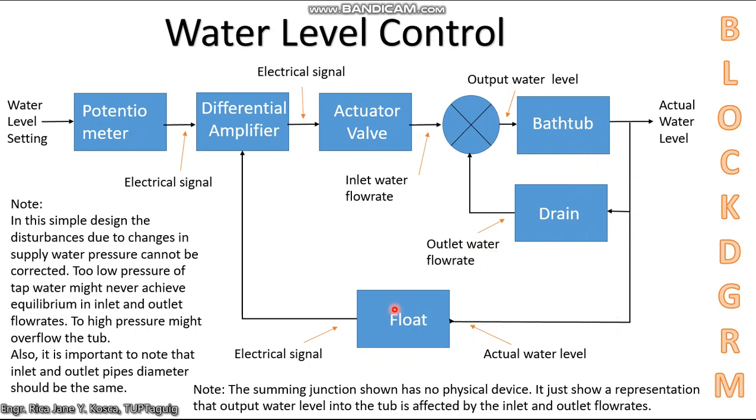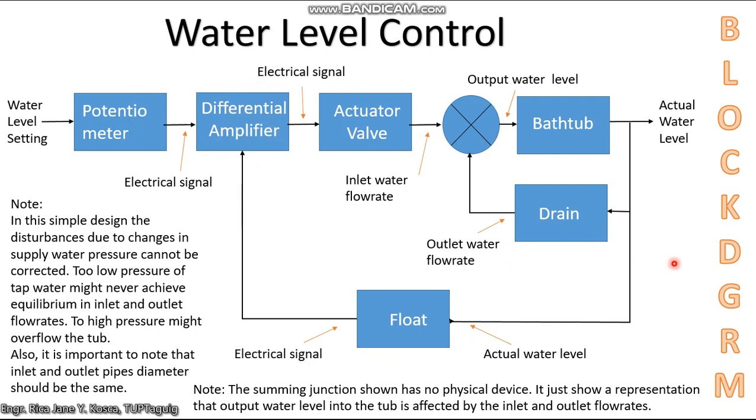Okay, and again, I have here a float. So the actual water level is being sensed by the float, and that water level is converted by the float into an equivalent electrical signal. I have not drawn here a summing junction like this one, but of course you can draw the summing junction. Kaya lang pinag-isa ko na lang, ano? So the summing junction and the controller amplifying function is as one na sila, as one na dito sa differential amplifier.